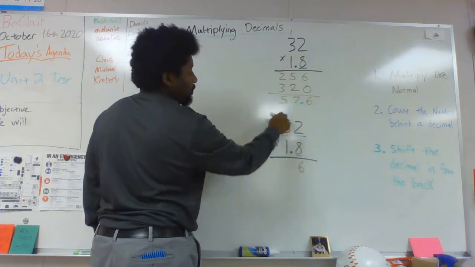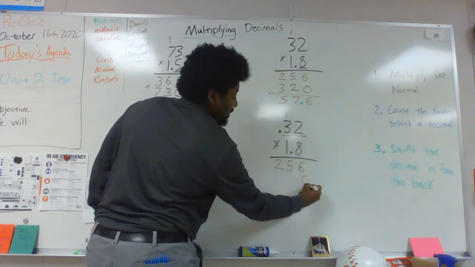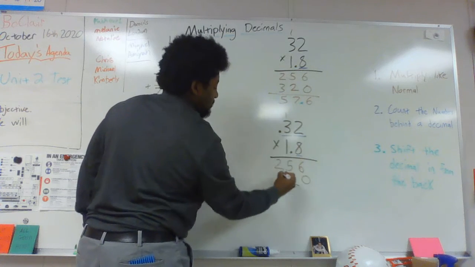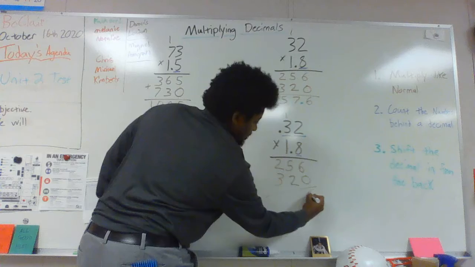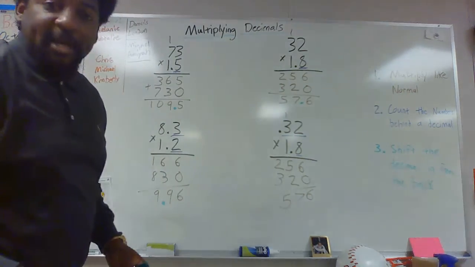Now doing the similar problem, 2 times 8 is still 16. 8 times 3 is 24, plus 1 is 25. Placeholder 0. 1 times 2 is 2. 1 times 3 is 3. So if you look, we end up with the same numbers.